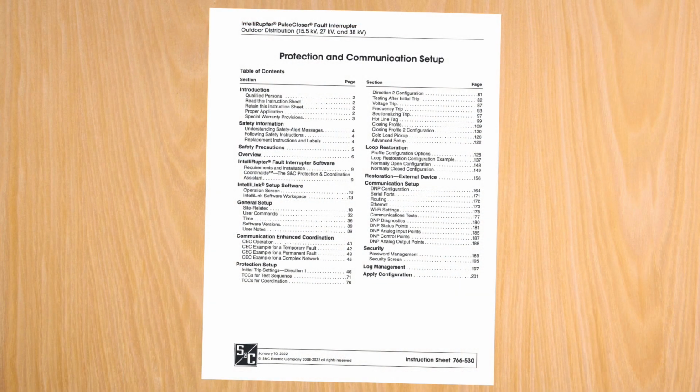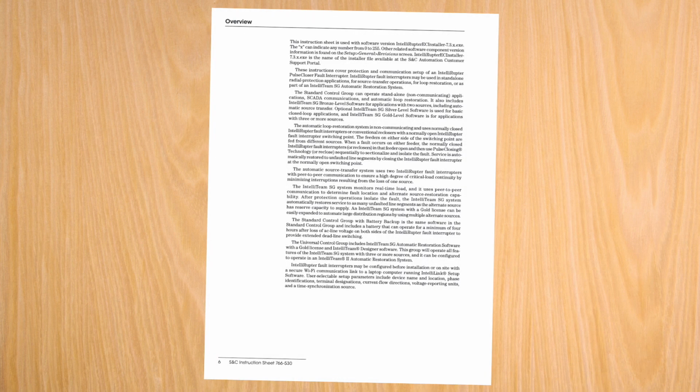This video is intended to be used in conjunction with the written instructions that came with your product, S&C Instruction Sheet 766-530. These instructions are intended for firmware version 7.4 and later. This video series covers protection and communication setup of an IntelliRupter PulseCloser fault interrupter by using IntelliLink Setup software.